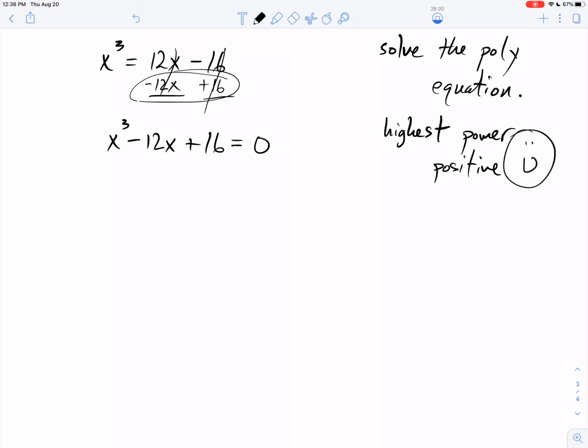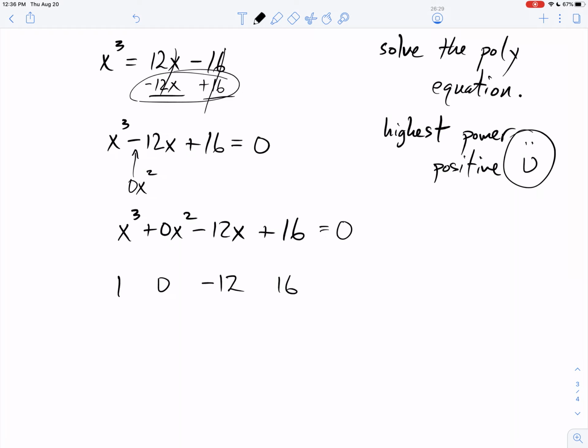So let's do this. I need to fill in a blank, don't I? This looks like it's missing 0x squareds, right? There's no x squareds in this problem. So if I were to do this, I would say x cubed plus no x squareds minus 12x plus 16. Going to set that equal to 0. Let's synthetically divide this one.